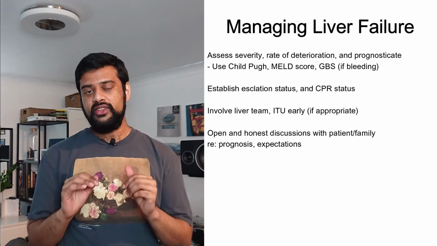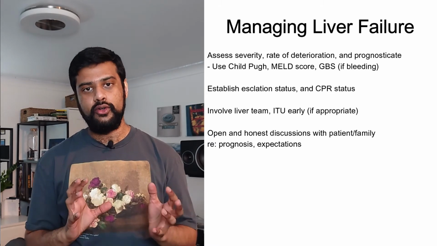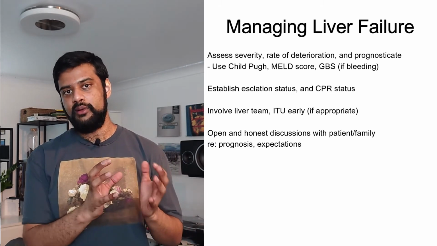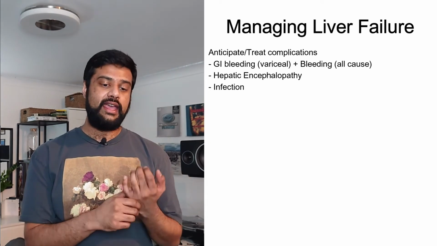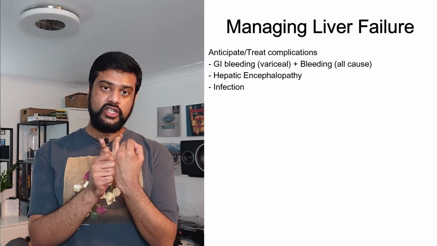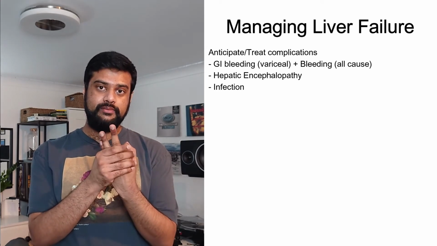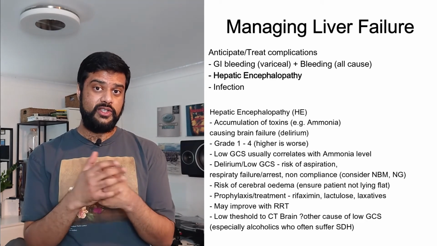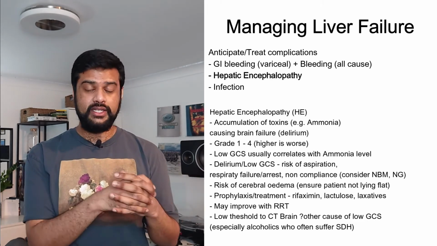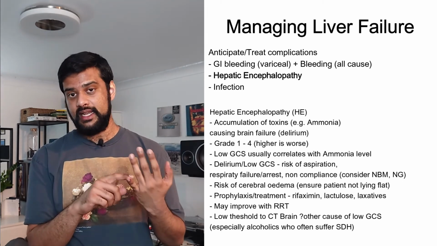Now, there are obvious things that you can do to help someone with liver failure, but there are things that you need to look out for, and you need to find these problems and treat them before they get worse. So the biggest thing with liver failure is infection, bleeding, and encephalopathy. So hepatic encephalopathy is where too much ammonia goes to your brain, and you can check the ammonia in the blood. Now, hepatic encephalopathy is a big deal because it can make you delirious.